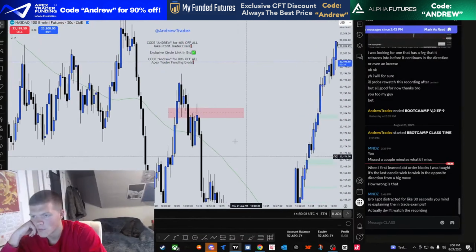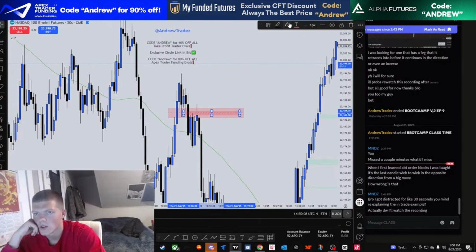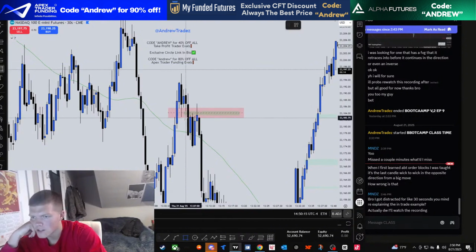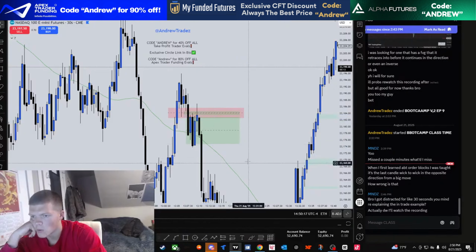Okay, what do we have? We have a fair value gap gets formed. We inverse that fair value gap. What happens here? It's small, but it's still a gap. We have then a regular fair value gap. So we're inversing a gap, rejecting off the fair value gap. What do we have right here? This is your order block. Boom, right there.